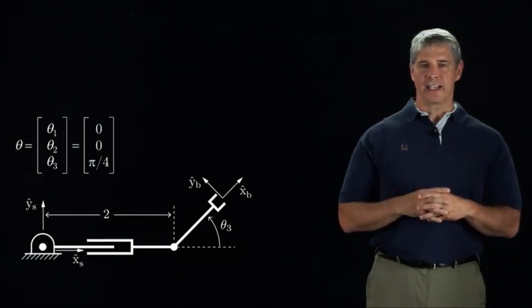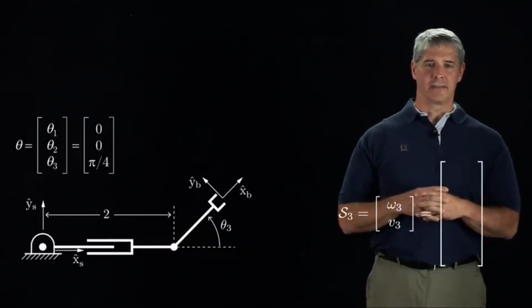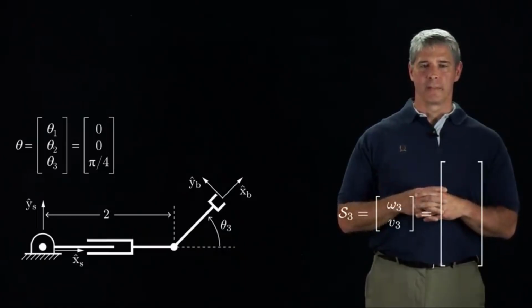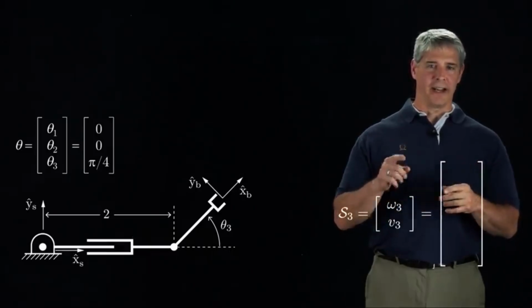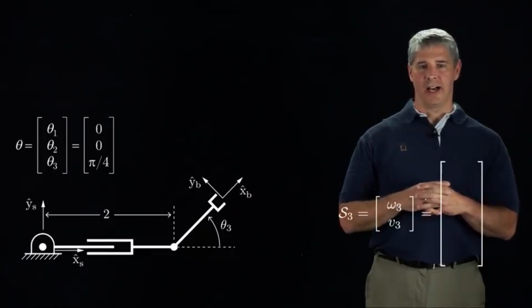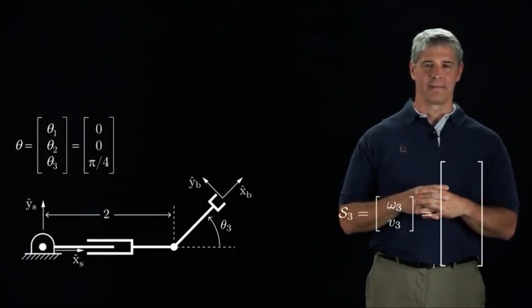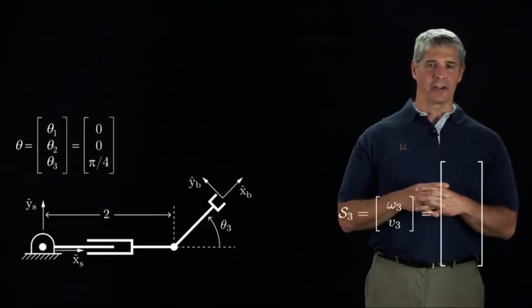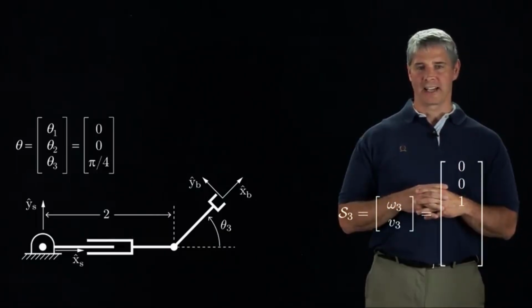Let's represent it in the S frame, and let's call joint 3's screw axis S3, consisting of an angular component omega 3 and a linear component v3. Since the screw axis involves rotation, omega 3 must be a unit vector. Positive rotation is about an axis out of the screen, which is aligned with the S frame's z-axis. Therefore, the unit angular component is 0, 0, 1, a unit vector aligned with the z_s axis.